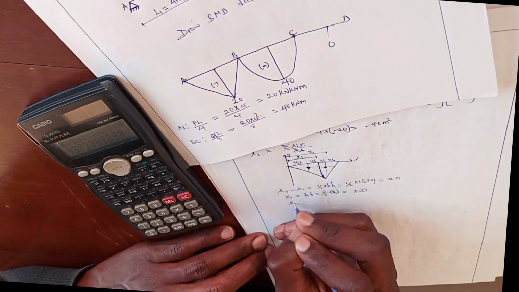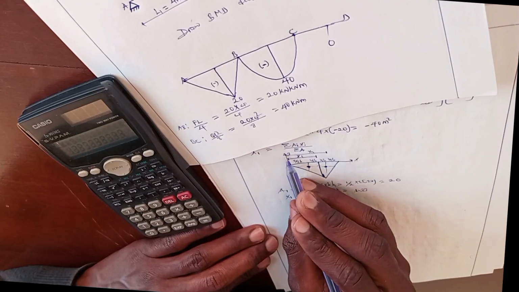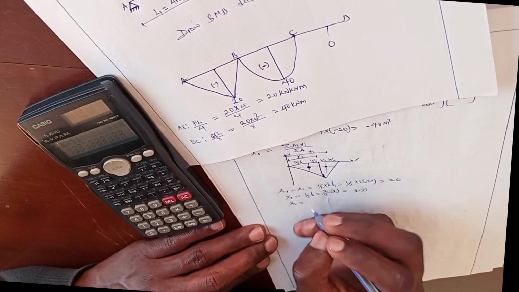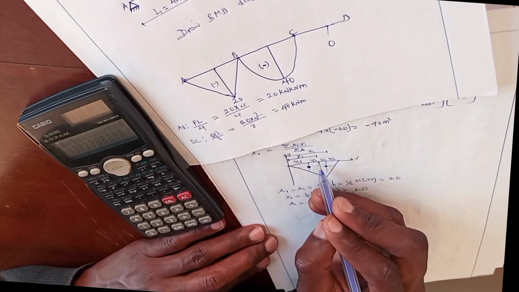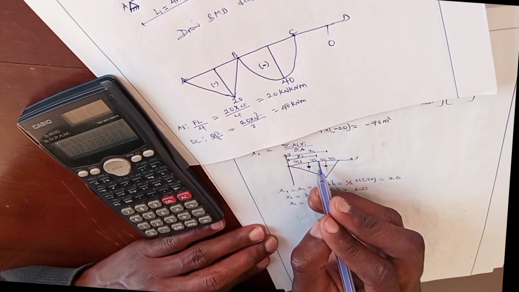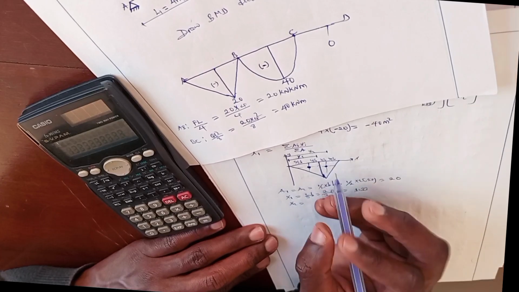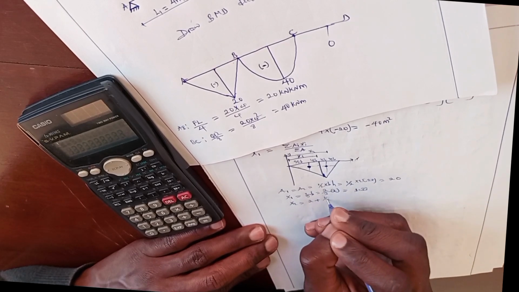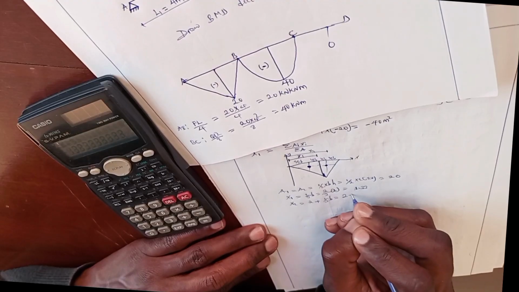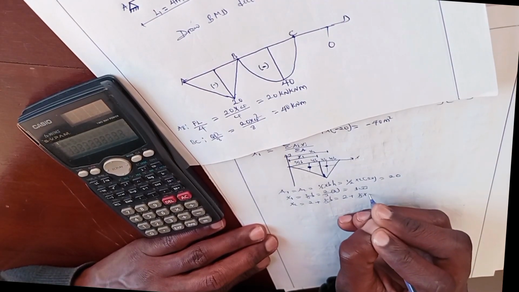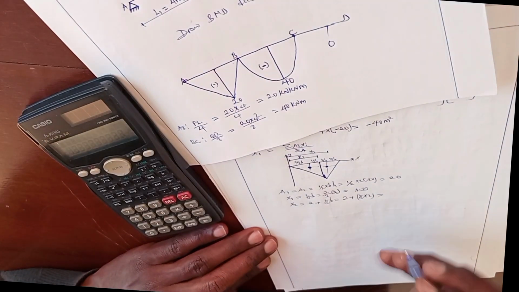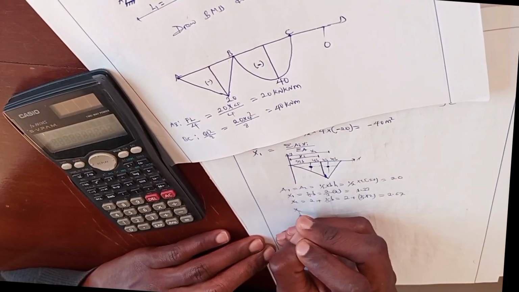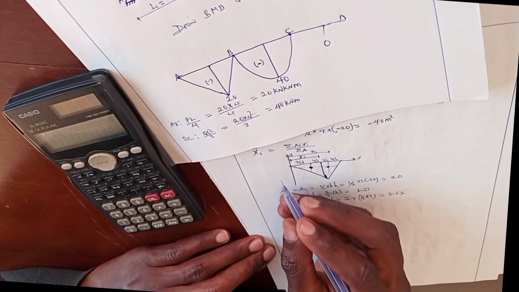For x2, to obtain the distance from the origin to the center of gravity of the second triangle, it will be equal to the distance from the origin to this triangle, which is 2, plus the distance to the center. It will be 2 plus 1 over 3 times base, which is 2. So it will be equal to 2.67.